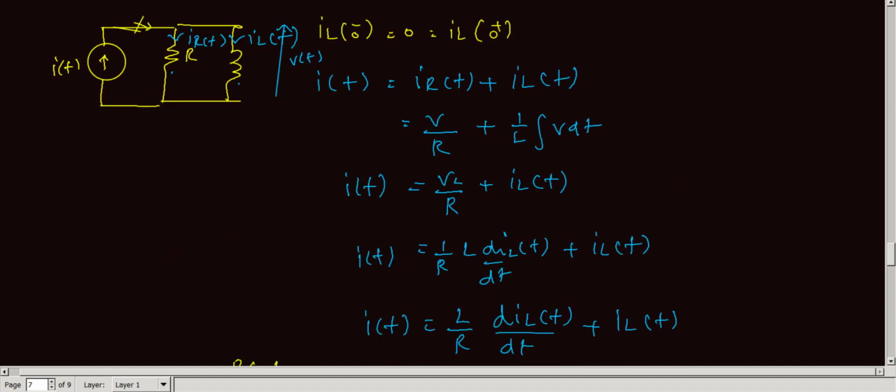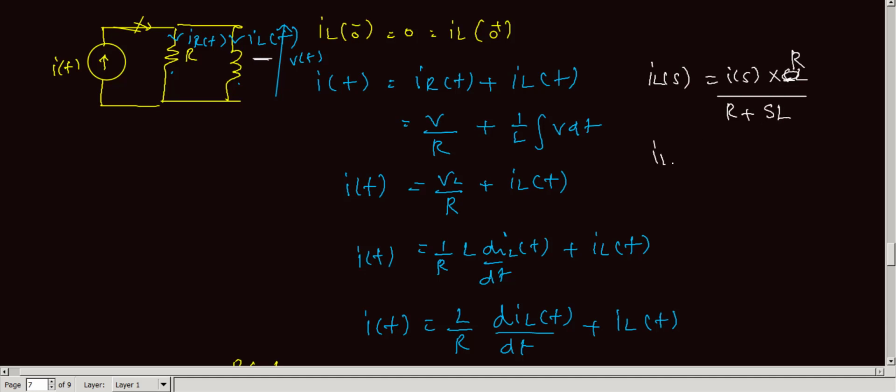Let's see here. The response is IL of s. So IL of s equal to I of s into SL over R plus SL. Apply current division: IL of s equal to I of s into R by R plus SL.